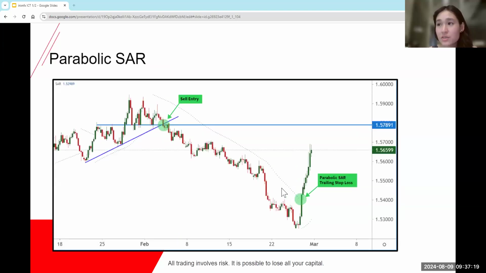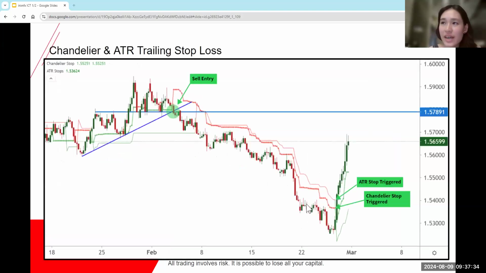Same chart again, using parabolic SAR. Price moves below your parabolic SAR, and once it moves above, your stop loss is triggered. I think you can get the hang of it now.